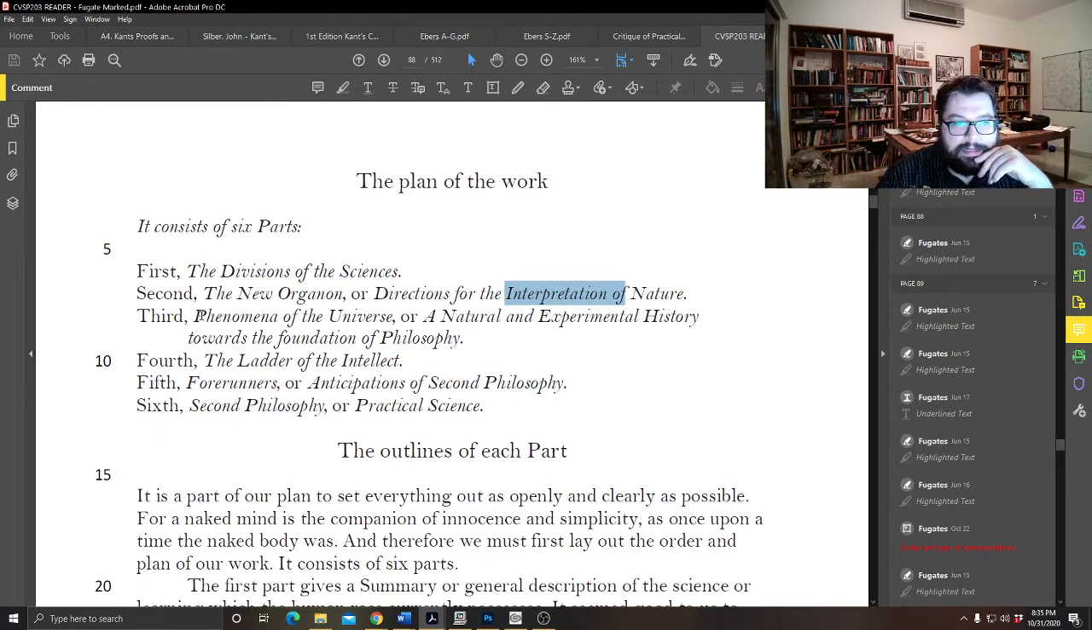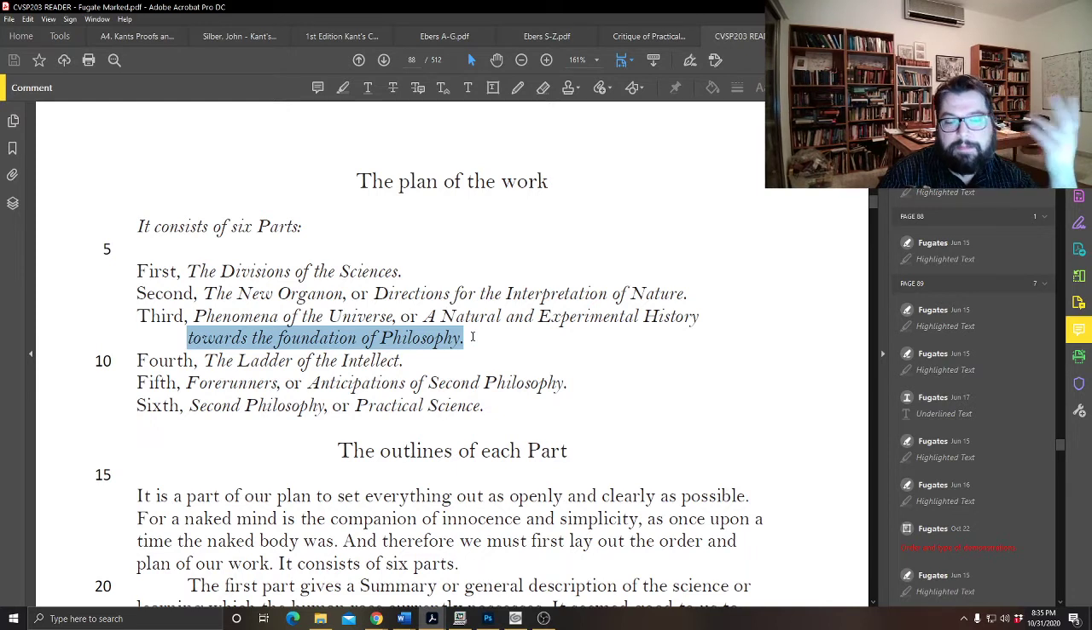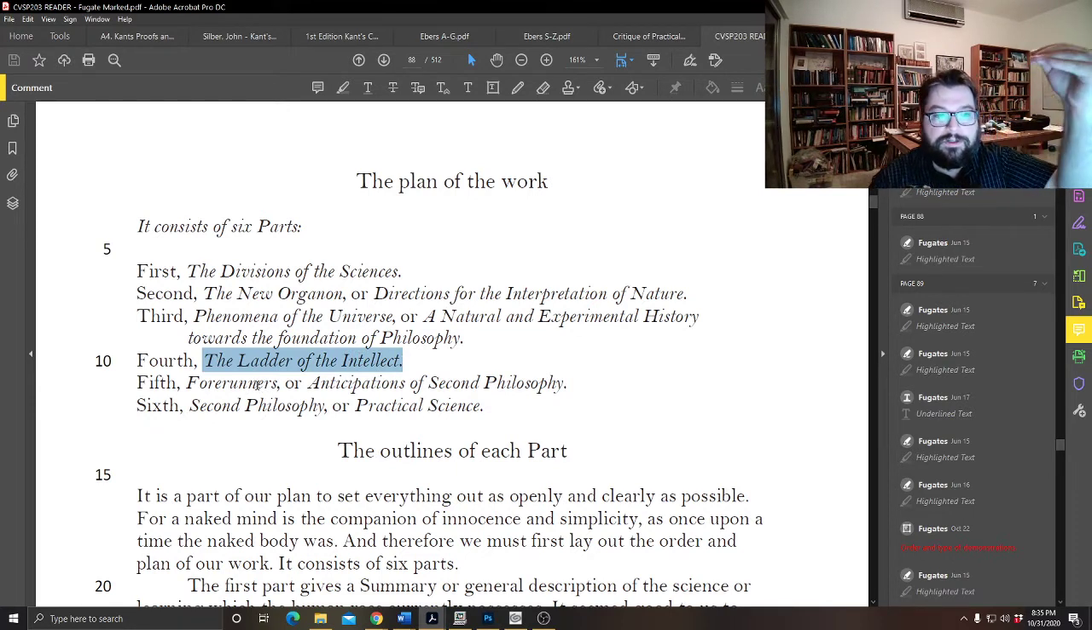The third was the Phenomena of the Universe. It's a description, a natural history, towards laying the foundation of philosophy. So this is kind of an account of all the empirical, experimental, inductive knowledge we gain, and an ordering of it in a way that prepares the way for reaching the most general kinds of principles, which are found in philosophy and metaphysics and so on. This process is also continued in this fourth work called The Ladder of the Intellect, the latter being from the particular to the more general.